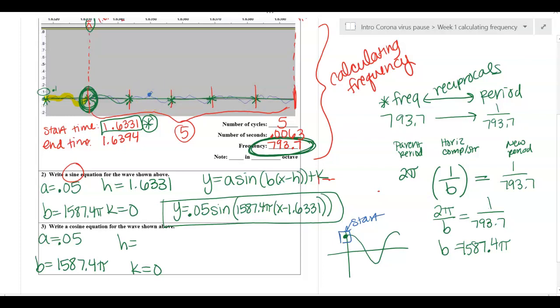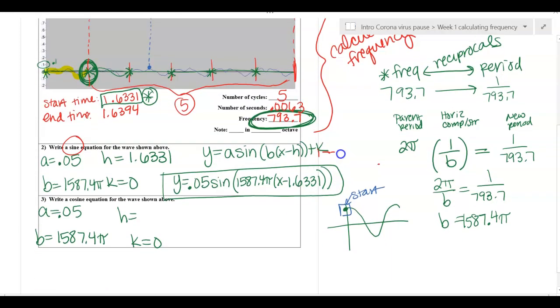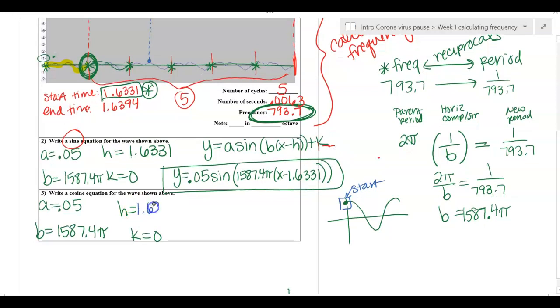Again, there could be a lot of them. If I identify that as my starting position because I see it as a maximum in the function, and I look at where that goes to this value right here, 1.635. So in this case, my h value would be 1.635. So that's really the only thing that's going to be different if I decide to write a cosine equation in my project rather than a sine function, is that I will have a different h value.